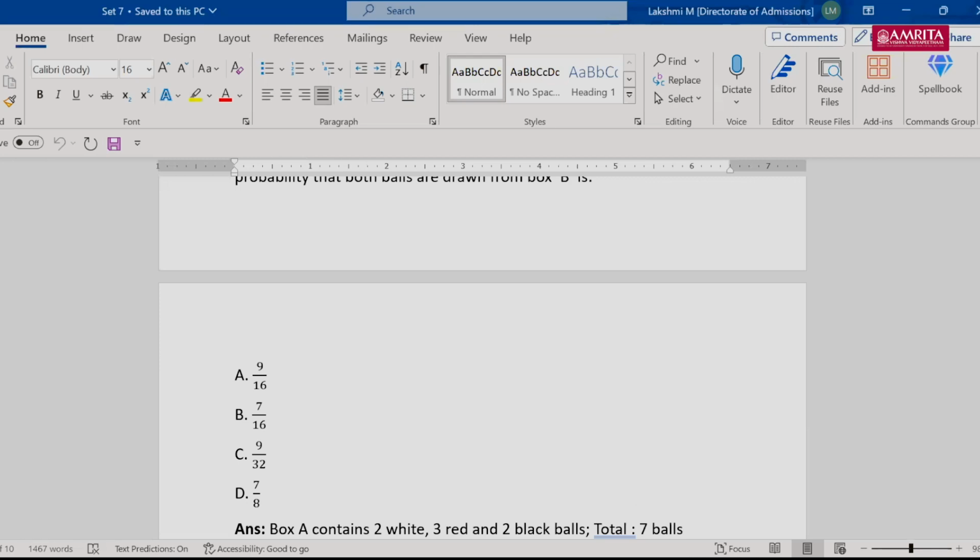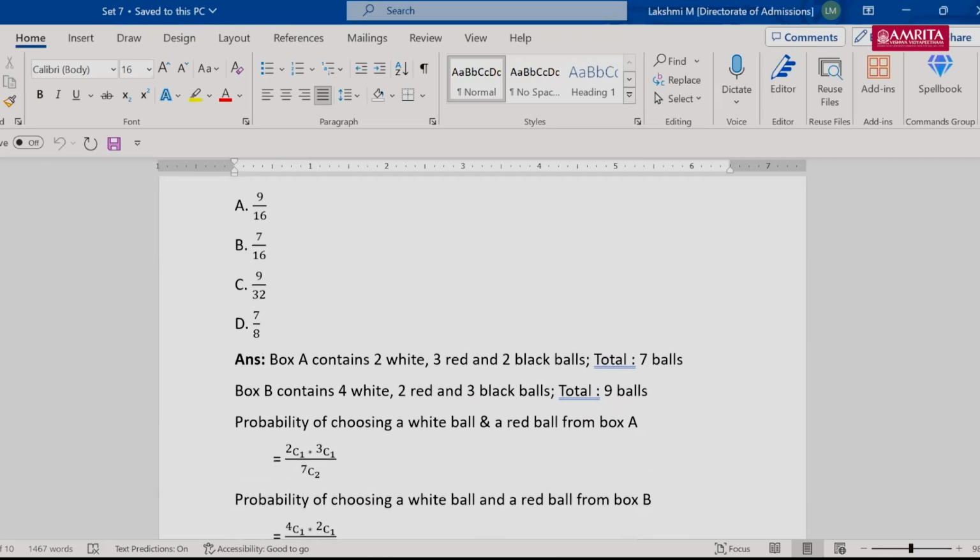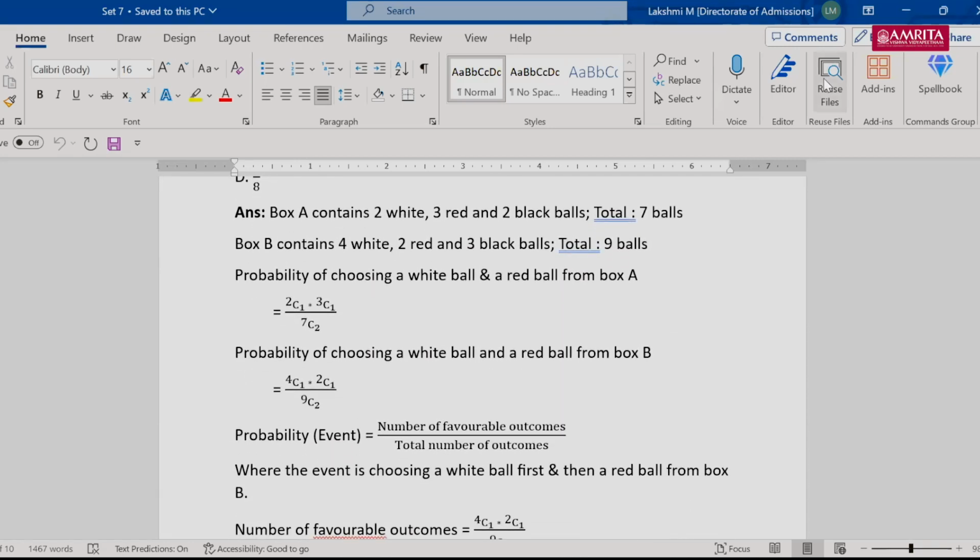I think we'll start discussing it because I have given you enough time. Initially I've taken whatever is given in the question. Box A has 2 white, 3 red, 2 black balls, and I've taken the total. Same way for box B, 4 white, 2 red and 3 black balls. Now the probability of choosing a white ball and a red ball from box A is 2C1 into 3C1 by the total 7C2. Same for a white ball and a red ball from B: 4C1 into 2C1 by 9C2.